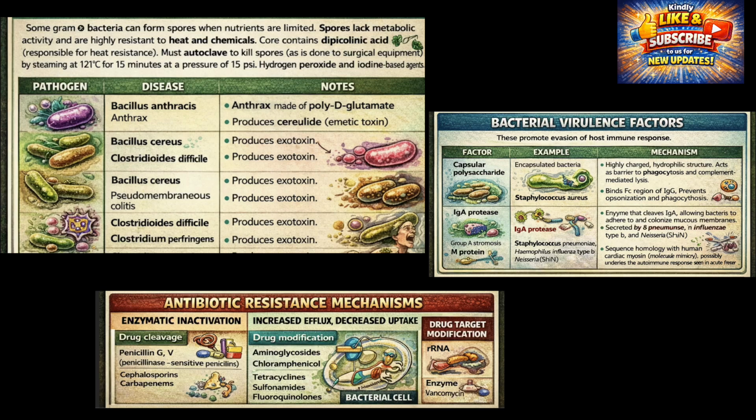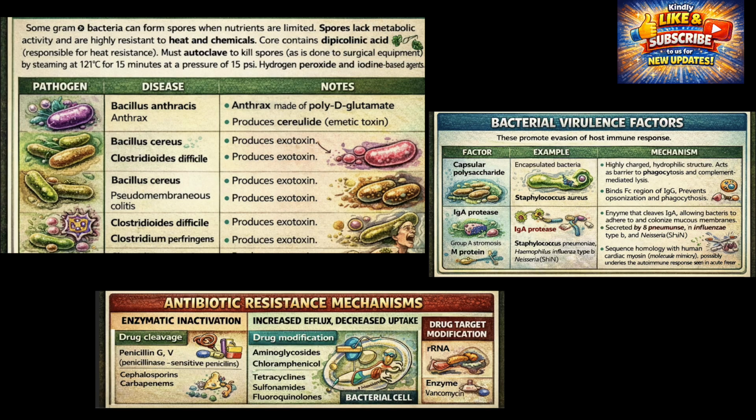Ribosomal target modification is another classic theme. Macrolide resistance occurs through methylation of 23S rRNA, preventing binding to the 50S ribosomal subunit. Linezolid resistance also arises from mutations in the ribosomal RNA, which is often tested in severe gram-positive infections where this drug is used as a last-line agent.